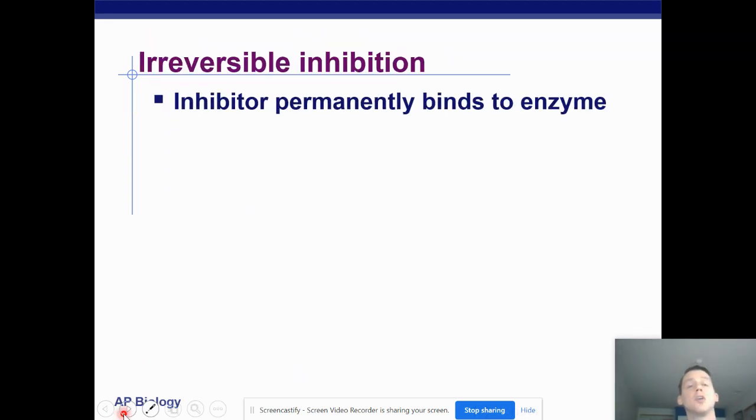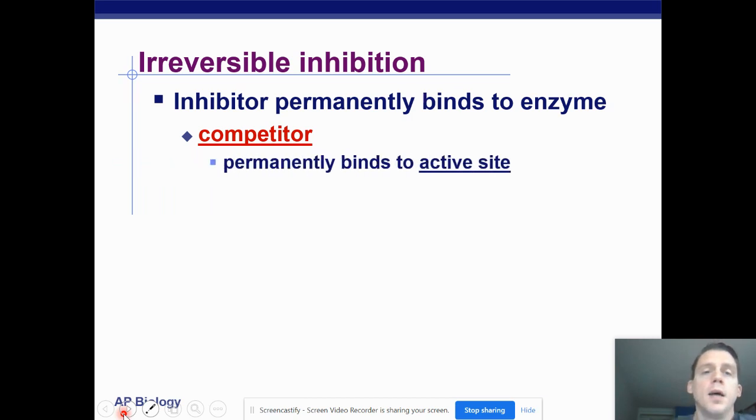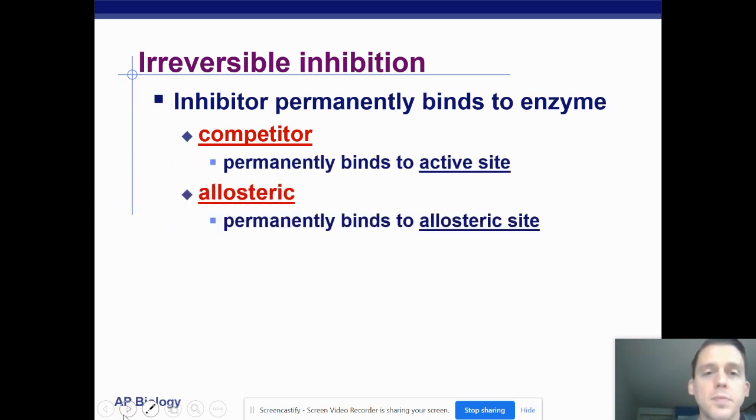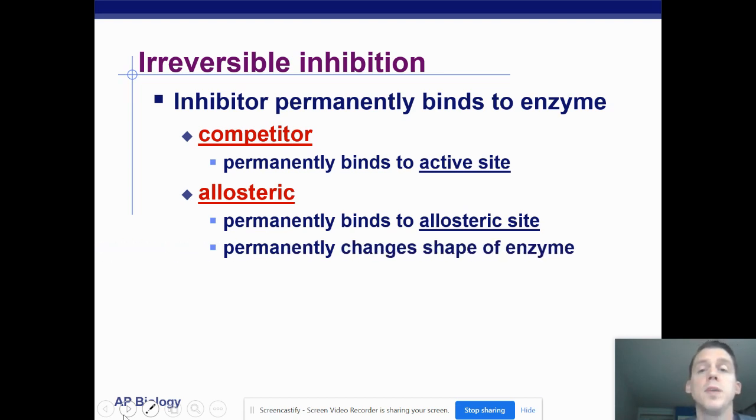Some types of inhibition are actually irreversible. So cyanide poisoning is a permanent bond. So that was non-competitive. We can have irreversible competitive inhibition, and we can have irreversible allosteric inhibition. So things only bind to either the active site or to the allosteric site.